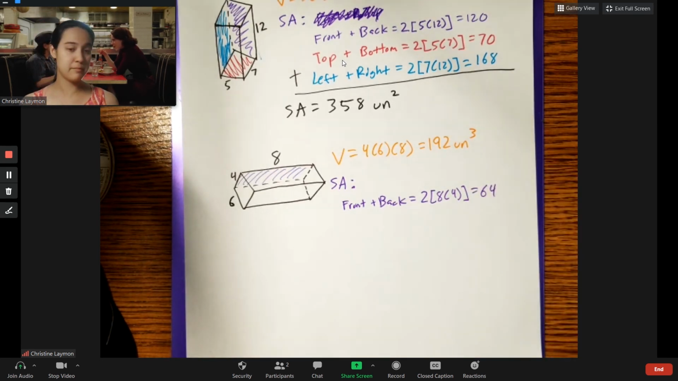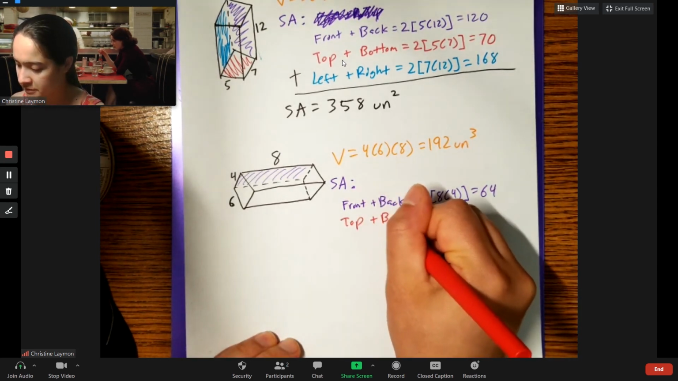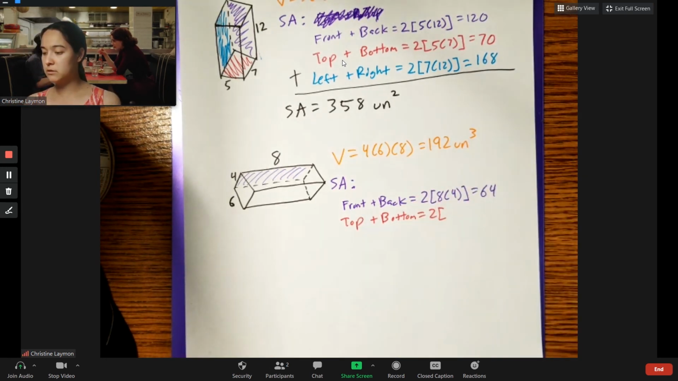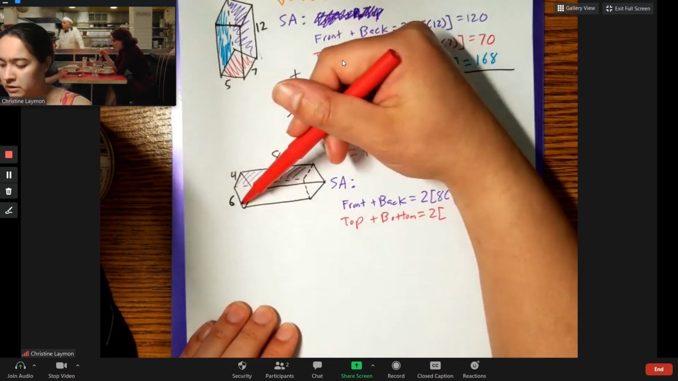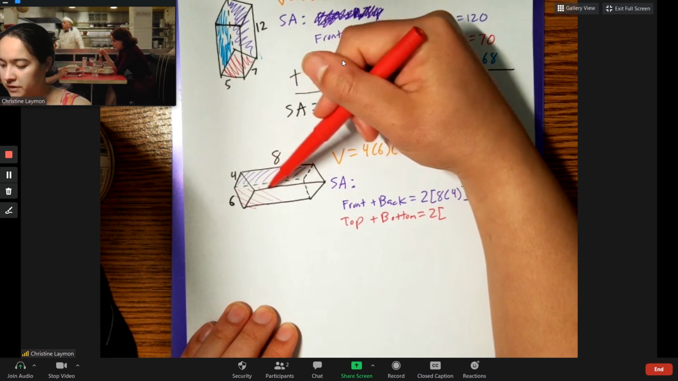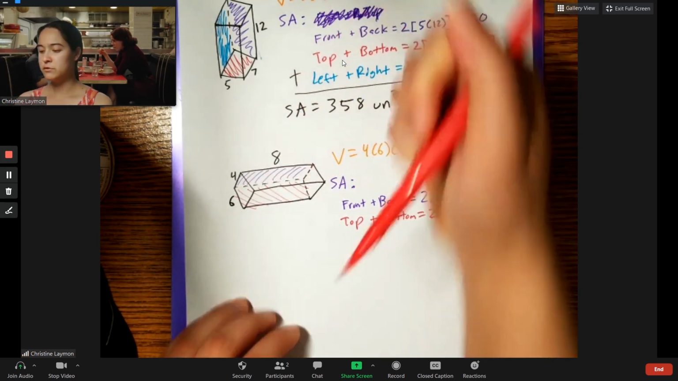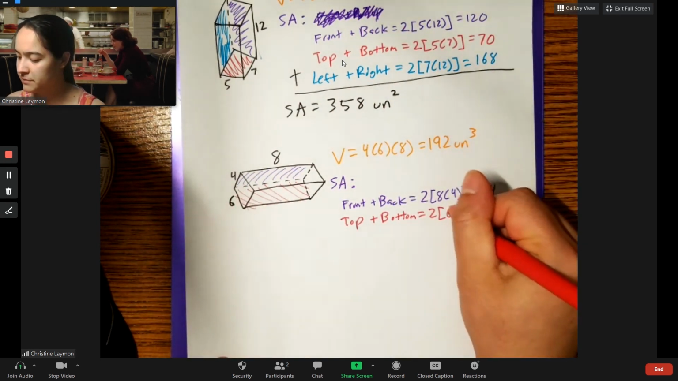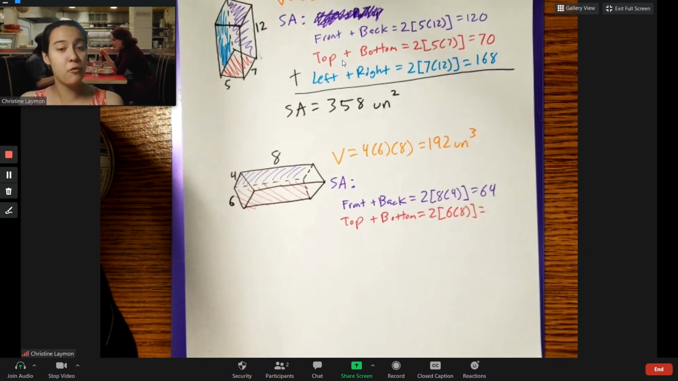Go ahead and do top and bottom. So top plus bottom. And again, there's 2 of them. So taking a look at this, my top, actually no, I'm going to do the bottom. Bottom's going to be easier. Bottom is all this stuff here. And then the top is this whole section over here. So the dimensions of my bottom, it's 6 by 8. So 2 times 6 times 8. 6 times 8 is 48. And 2 times 48 is 96.